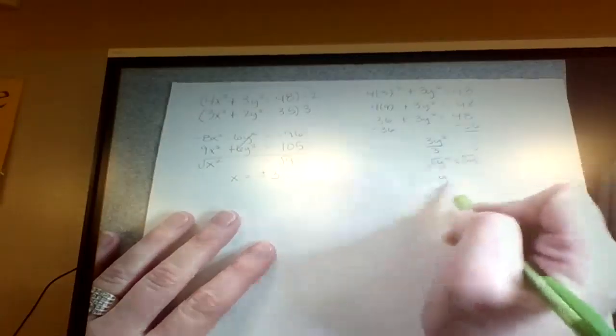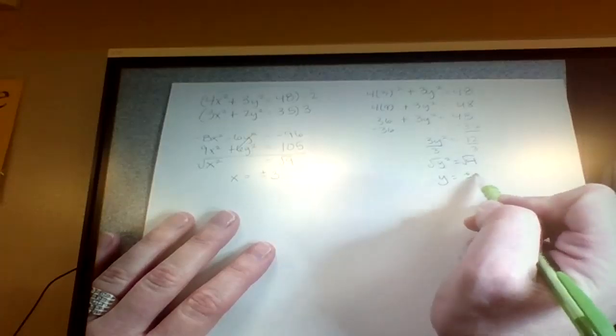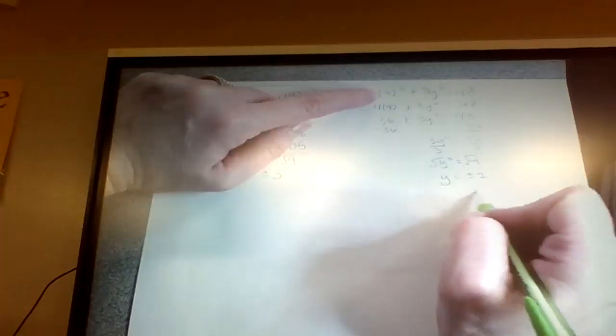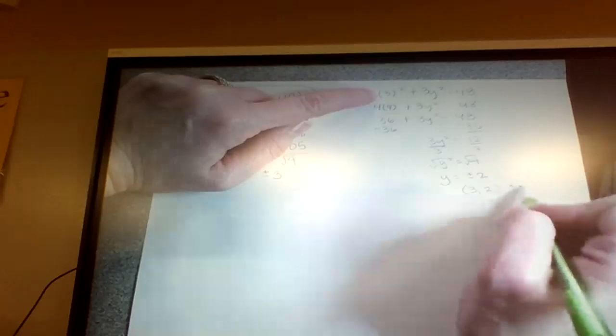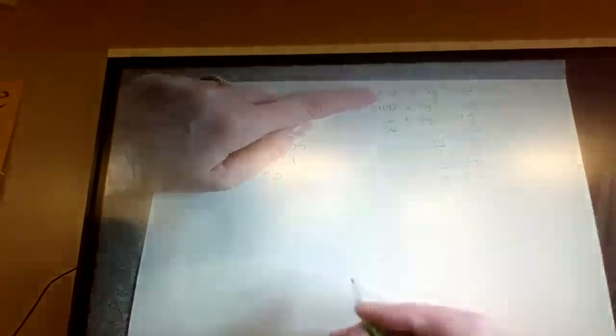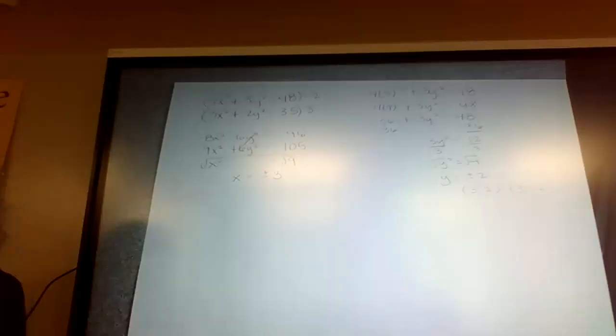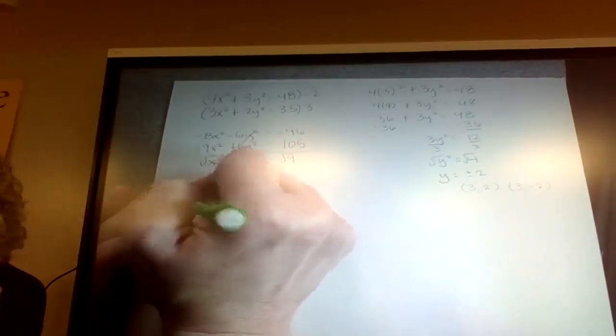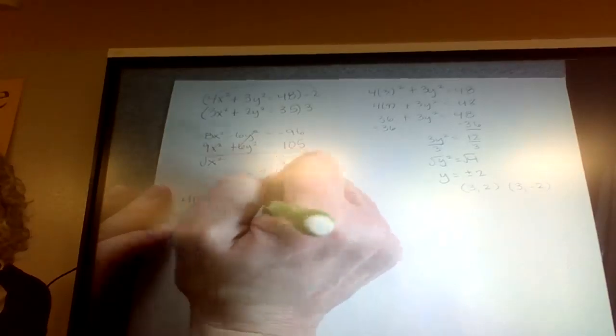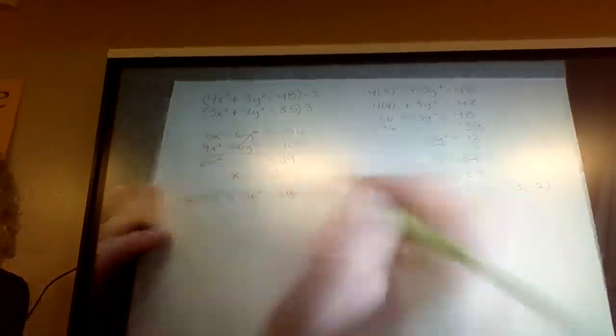Okay, so when I take this square root here, I get that y is positive and -2. So there's 2 points right there, because with that 3 that I put in, I got a +2 and a -2. Okay, you put in -3 and work it out from there.